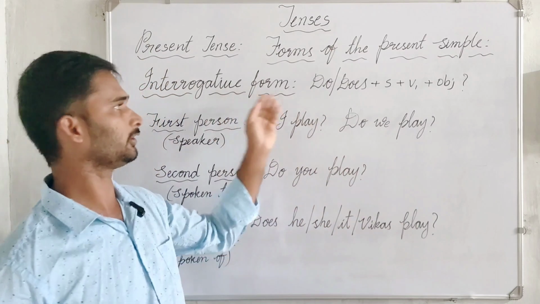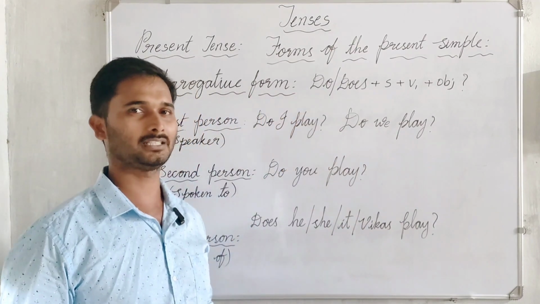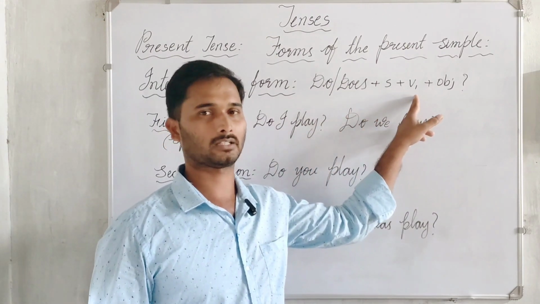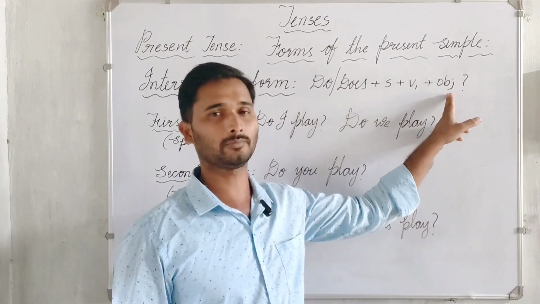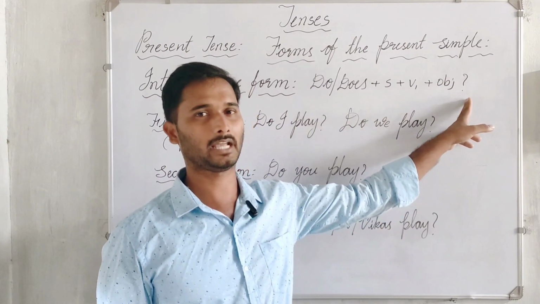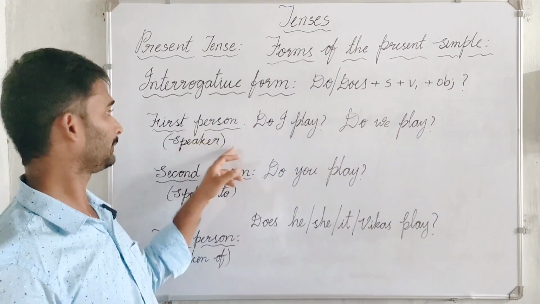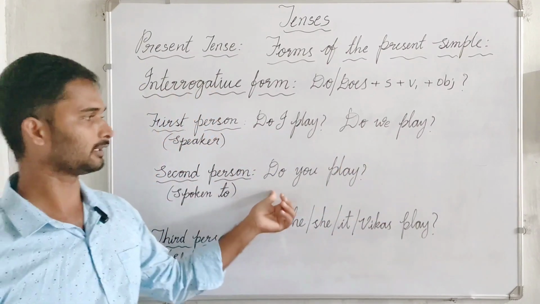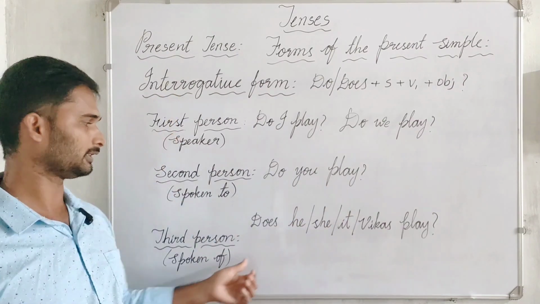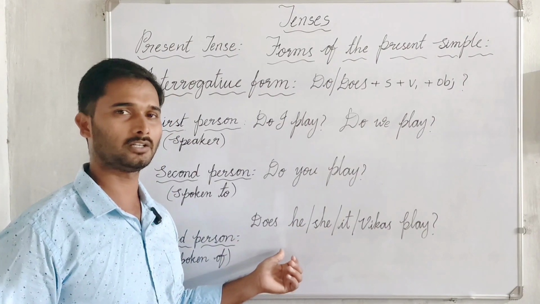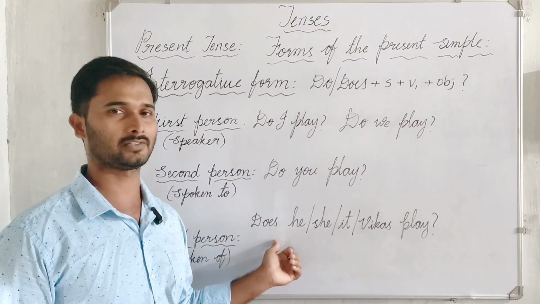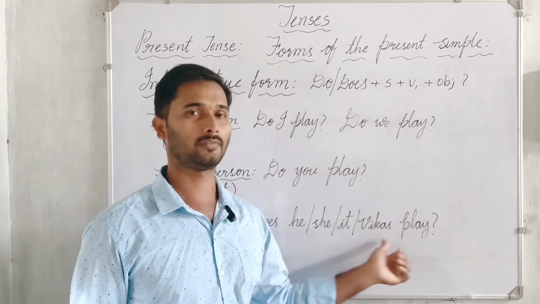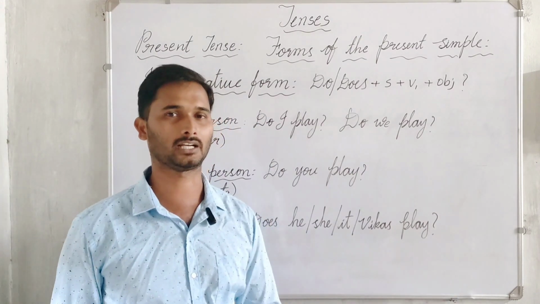Present indefinite tense interrogative form. The formula of the present interrogative form is do or does plus subject plus V1, the first form of the verb, and object. At the end of that sentence we will be adding a question mark. First person, do I play? Do we play? Second person, do you play? When it comes to the third person, we take the helping verb does for the singulars only. Does he or she or it or any proper noun, Vikas, play? At the end of that, a question mark.